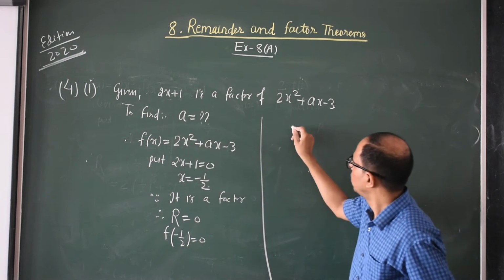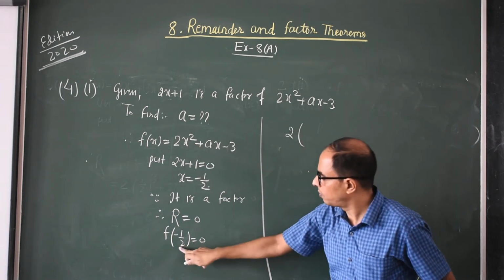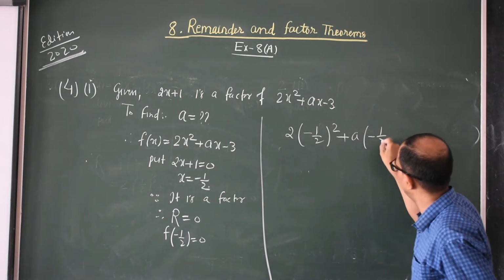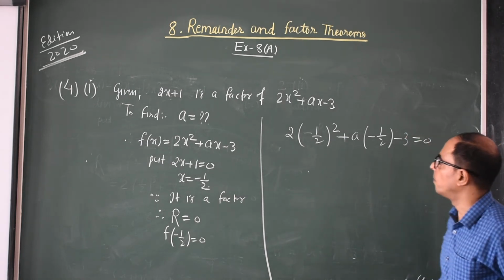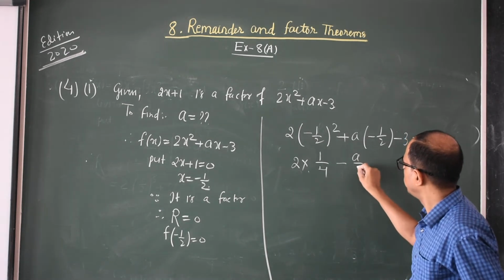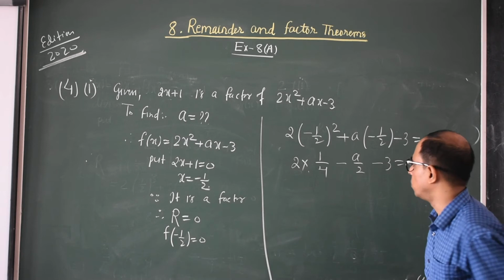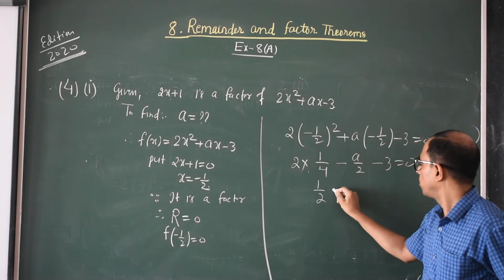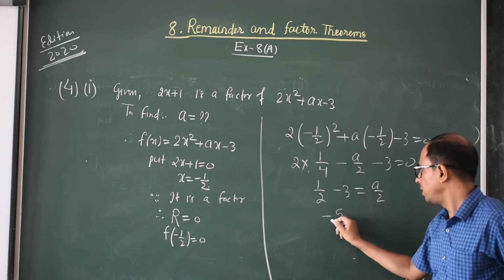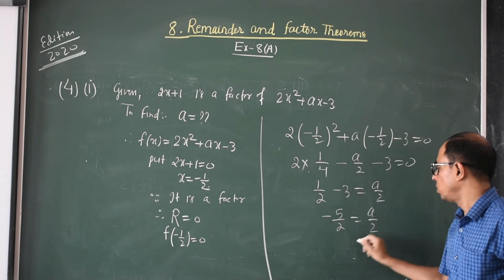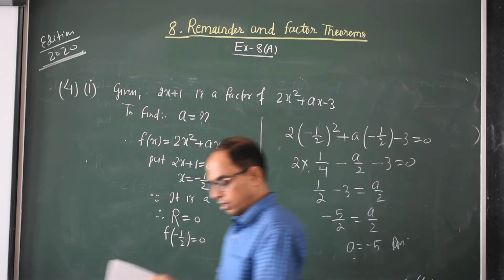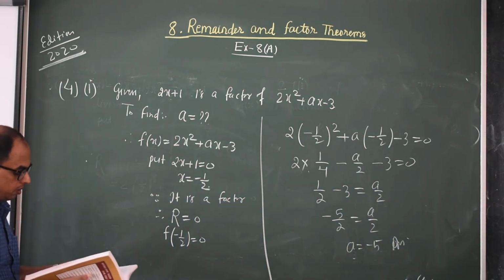So this is the polynomial: 2 into, in place of x substitute this value, (minus half) whole square plus a into minus half minus 3 equal to 0. So it will be 2 into 1 by 4 minus a by 2 minus 3 equal to 0. So 1 by 2 minus 3 is equal to a by 2. So minus 5 by 2 is equal to a by 2. So a is equal to minus 5. This is the answer. Now question number 5.